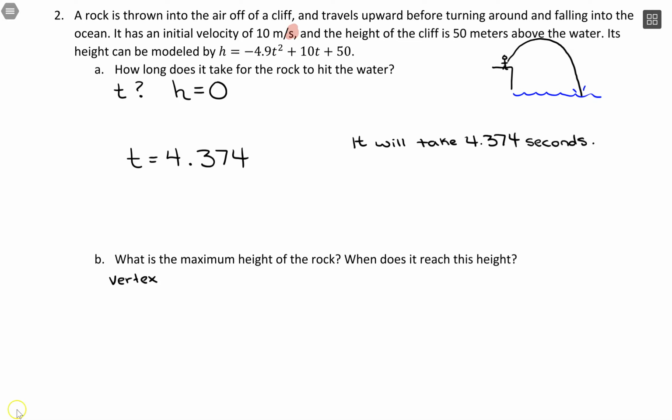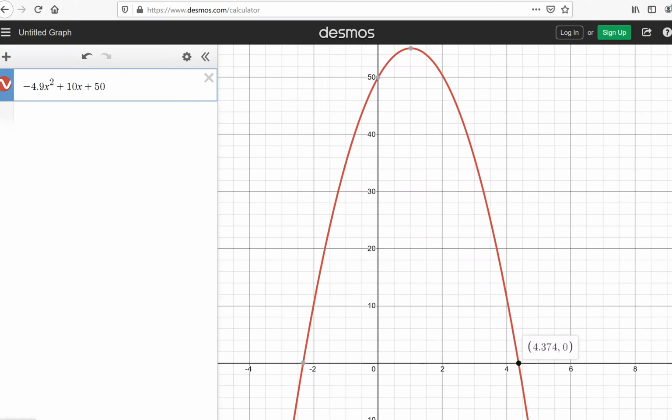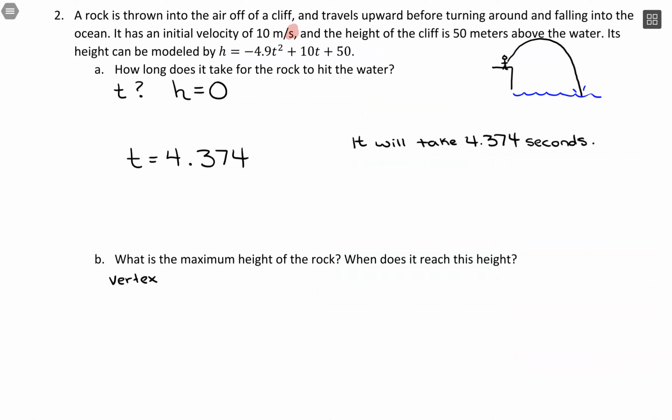All right, the maximum. So let's go back to Desmos. And I want to use this vertex, which Desmos kindly highlights for us. So you can see it's kind of a grayed out circle there. If you just click on it, it sets the value so you can see it clearly. So our vertex is 1.02 and 55.102.